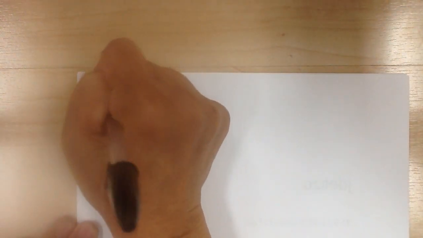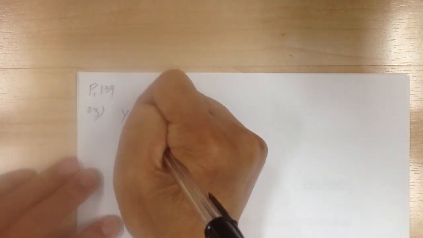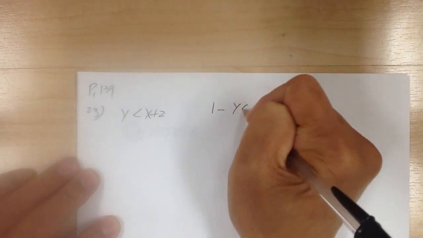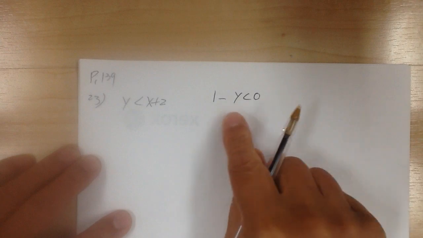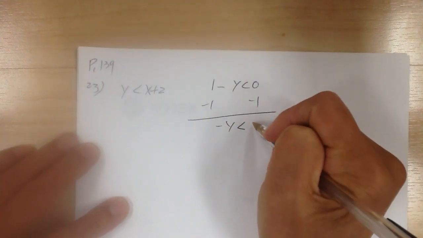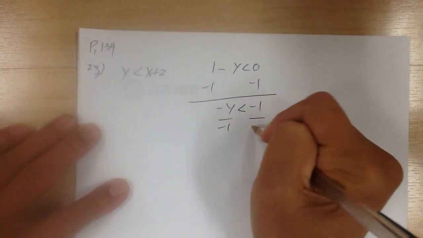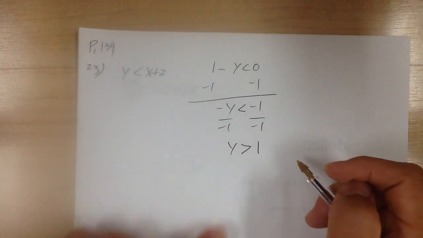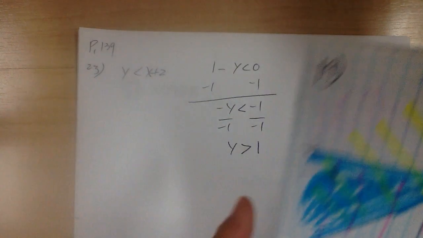Okay, let's go to 23. I have y is less than x plus 2, and I have 1 minus y is less than 0. So this one, I'm going to simplify first. Subtract 1 on both sides. I got negative y is less than negative 1, divided by negative 1. So I got y is greater than 1. Remember, when you divide by a negative, you have to change the direction. Okay, so let's go and do that.